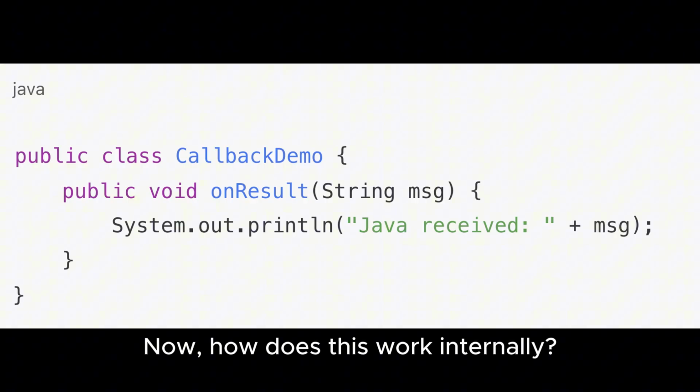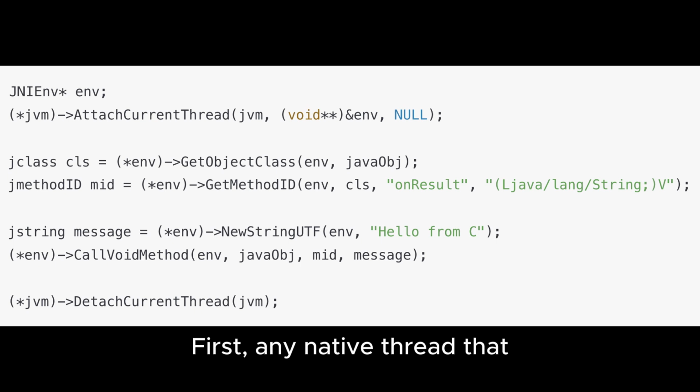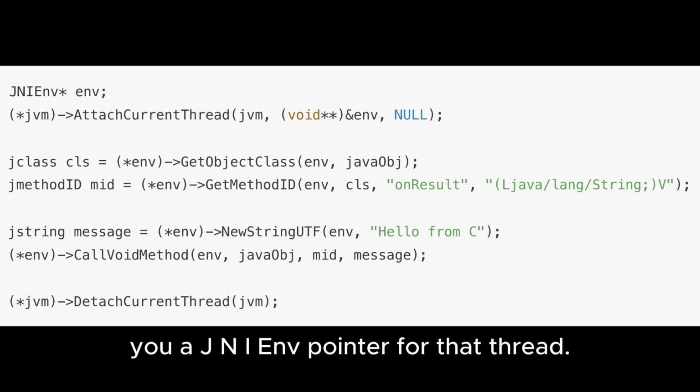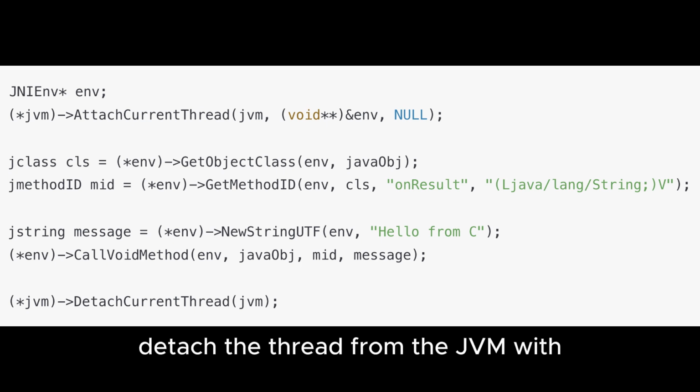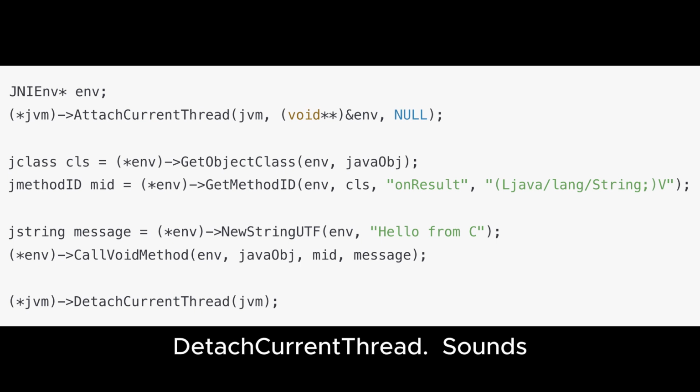Now, how does this work internally? First, any native thread that wants to call into Java must attach itself to the JVM. You do this with AttachCurrentThread, which gives you a JNI env pointer for that thread. Then you find the Java class or object, look up the method ID, and call the Java method using CallVoidMethod or CallStaticMethod. Once the work is done, you should detach the thread from the JVM with AttachCurrentThread.